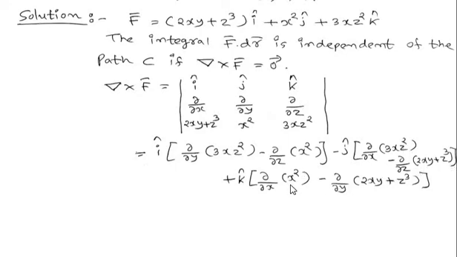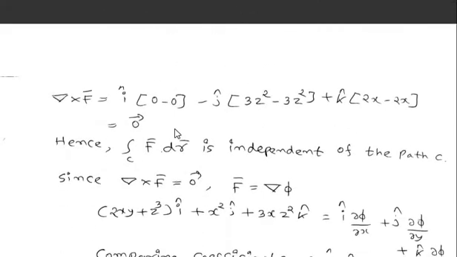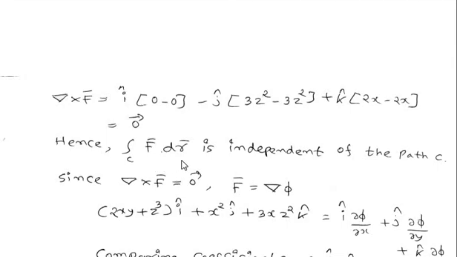Now partial derivative of x² with respect to x, the result is 2x, and partial derivative of 2xy plus z³ with respect to y, the result is 2x. So 2x minus 2x is 0. So we have del cross F bar is 0. So the curl of the given vector field is 0. Hence we can say that the given line integral is independent of path C.